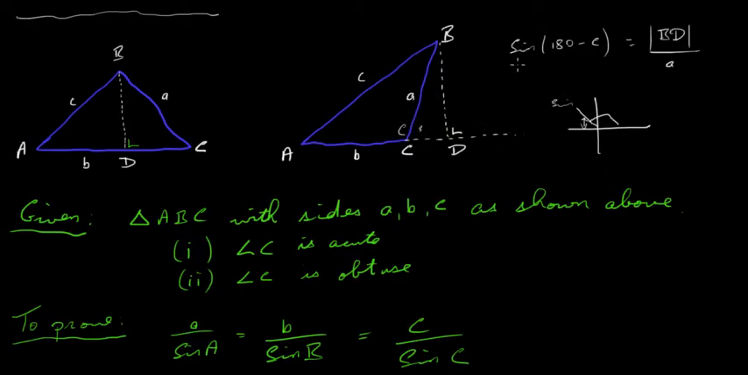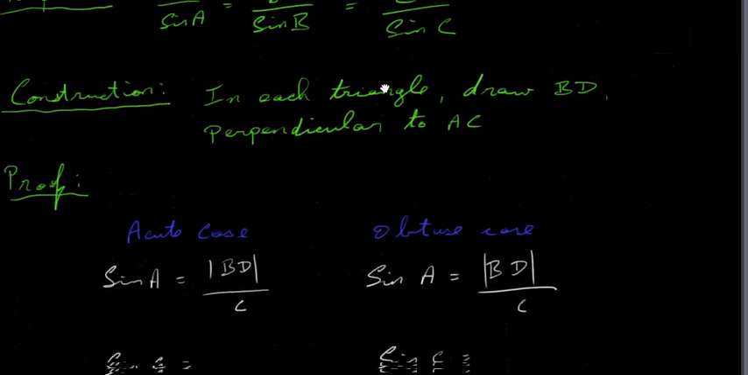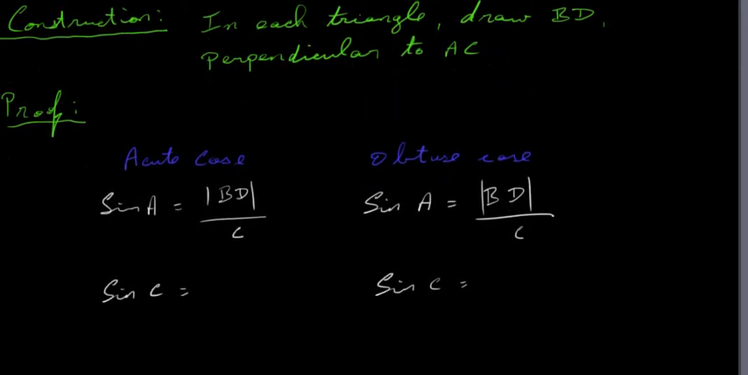So we end up with sine of 180 degrees minus C being exactly the same as the sine of C. So in both cases we've got the sine of C. The sine of C is BD over A. So let's just write that out. The sine of C is going to be BD over small a. It's going to be BD over small a as well.